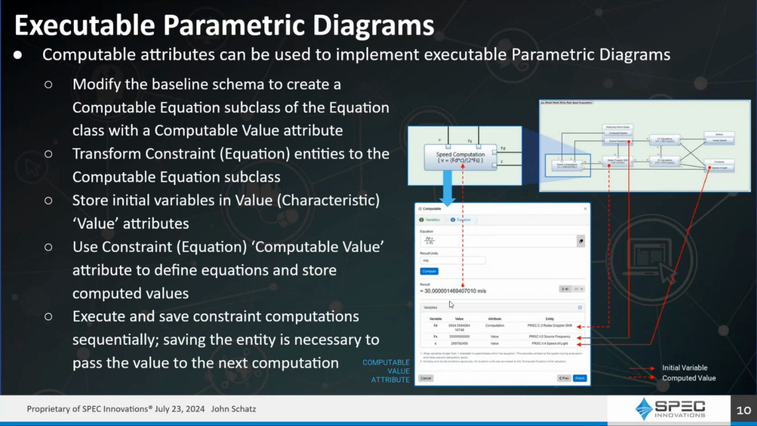You can see here in this computation for speed, it's the final computation in the radar gun model. We're making use of two initial variables: the source frequency of the gun and the speed of light. But we're also making use of a computed value for the radar Doppler shift. So we have to make sure that one's been saved before we make use of it.